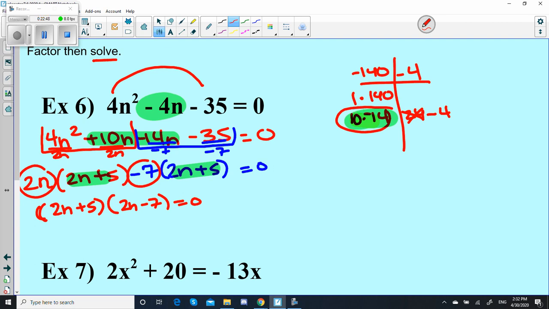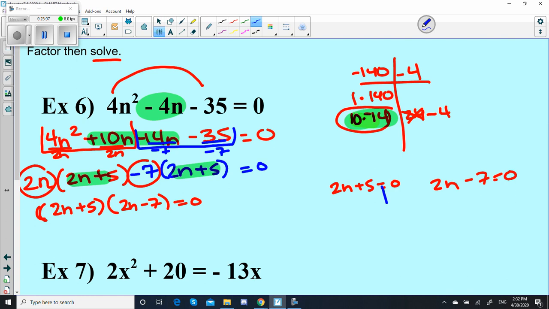Now, since it says I have to solve, I'm not done. I factored it. The factoring was just a way to get the answer. So 2n plus 5 equals 0, and 2n minus 7 equals 0. So this is just a two-step equation. In fact, I don't think there's enough room here, so I'm going to scooch it over. I have a little bit more room to solve.